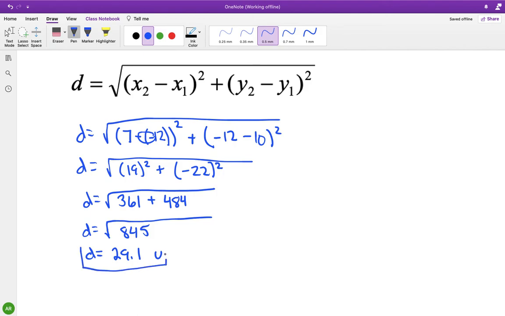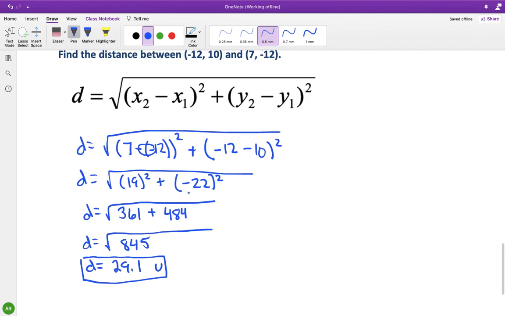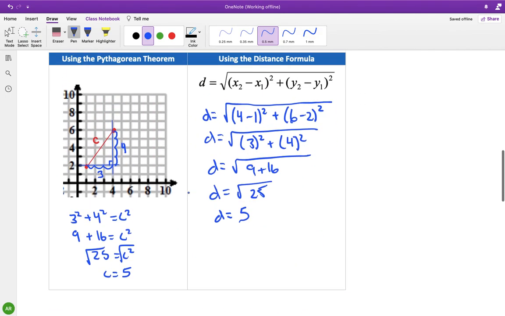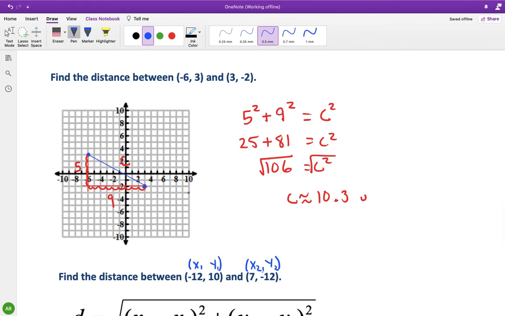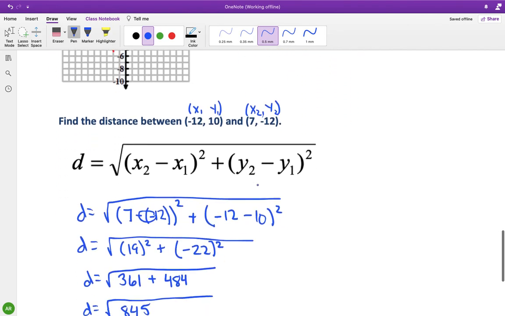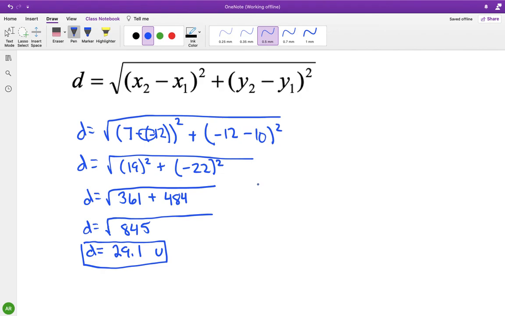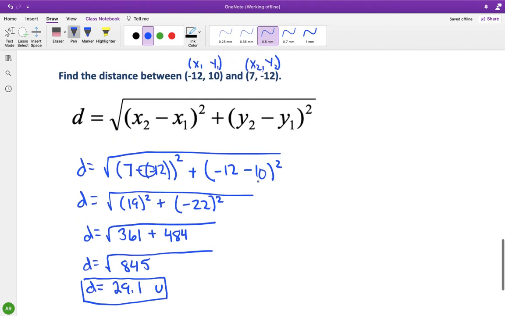Okay, so there's an example of using both techniques. Here's an example of just using the Pythagorean theorem, and finally one of just using the distance formula. I would recommend that you guys, if you want to pick one technique to really master, master the distance formula, because it will work regardless of what you're doing.